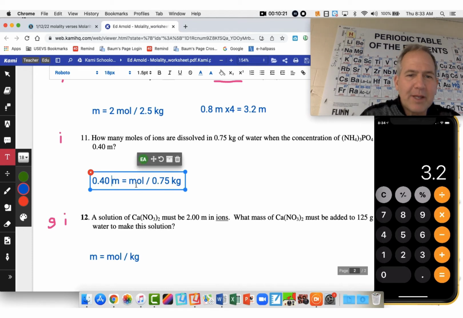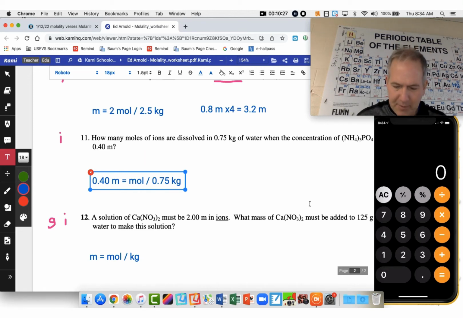Okay, so we have 0.75. We want to get that to the other side. It's on the bottom of the fraction. So we're going to put in 0.4 times 0.75. And that equals 0.3.